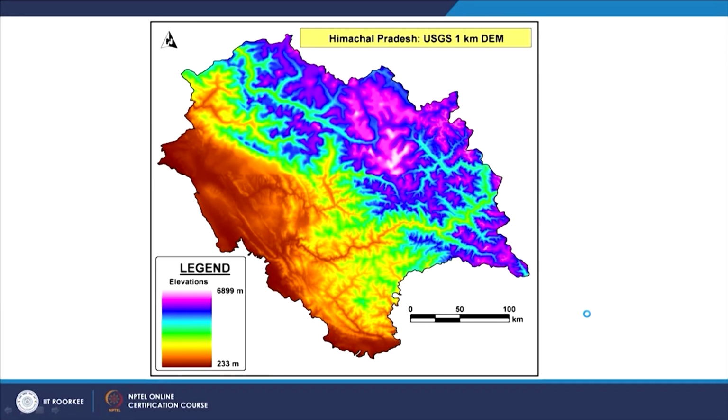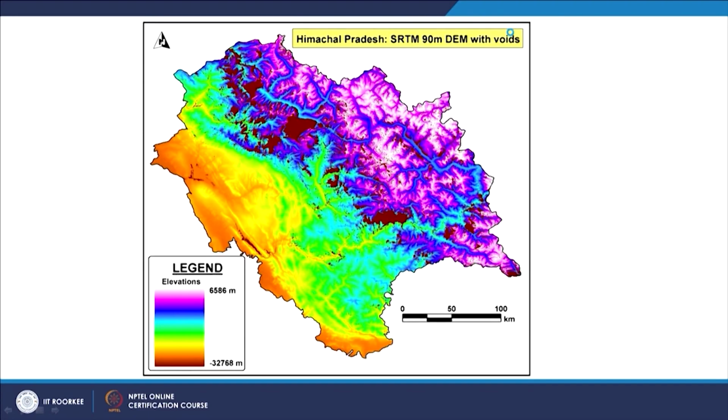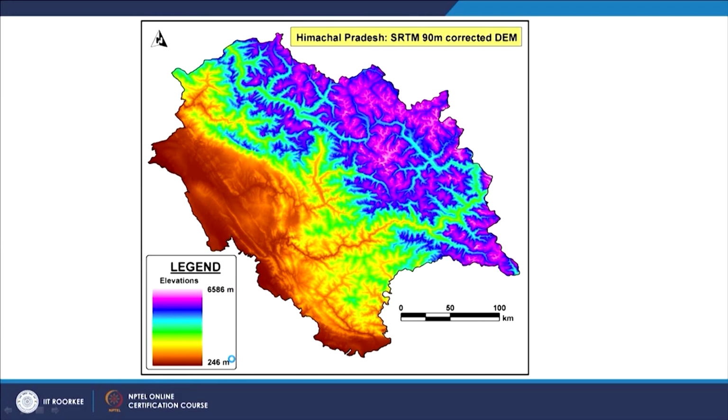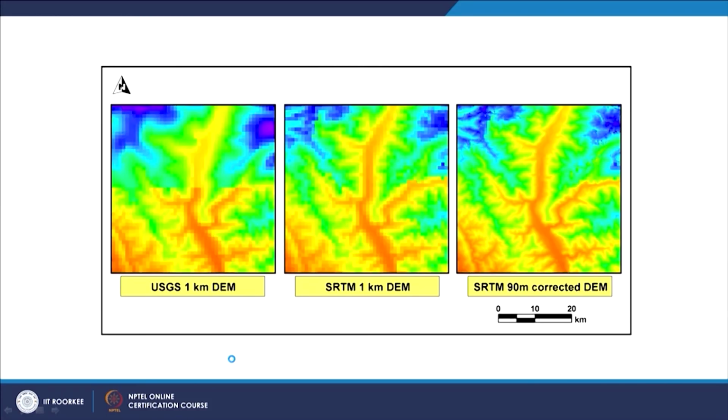Very quickly, this is a digital elevation model generated using survey topo sheets at 1 kilometer resolution, and this is the digital elevation model at 90 meter resolution, but with voids. As you can see, they are marked as no data values, and then you can make it void free as well. However, visually when you zoom in, you may find a seam or some areas which are not as sharp, because those were voids that have been filled with low spatial resolution DEM data.